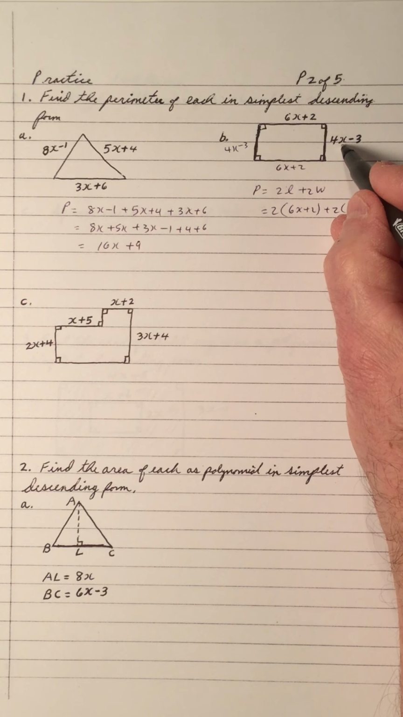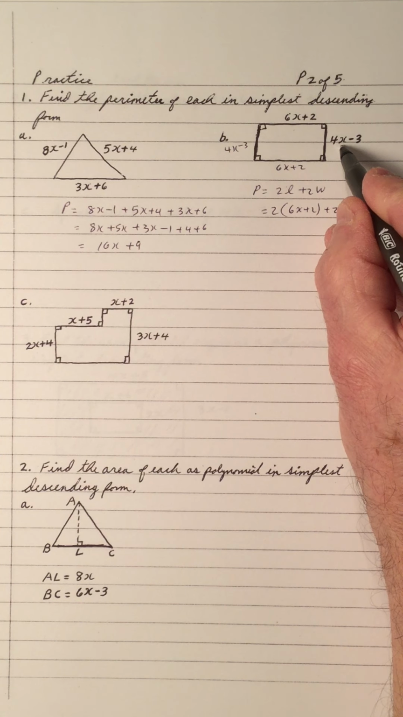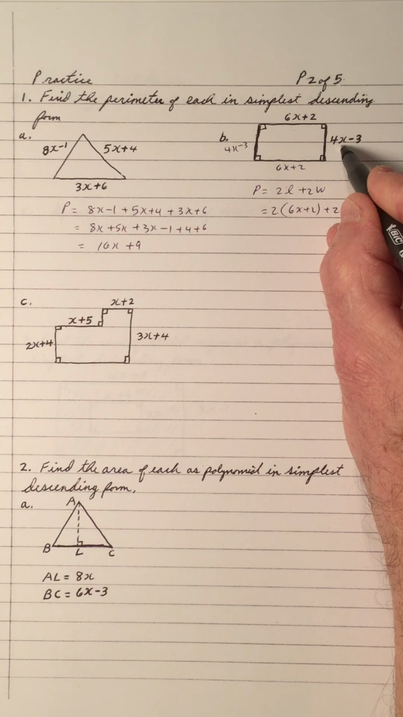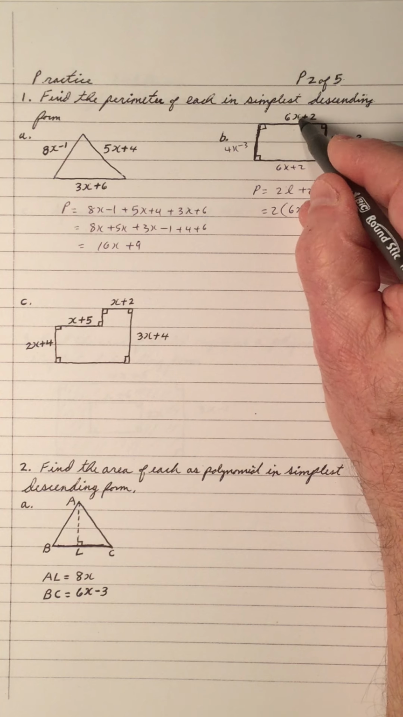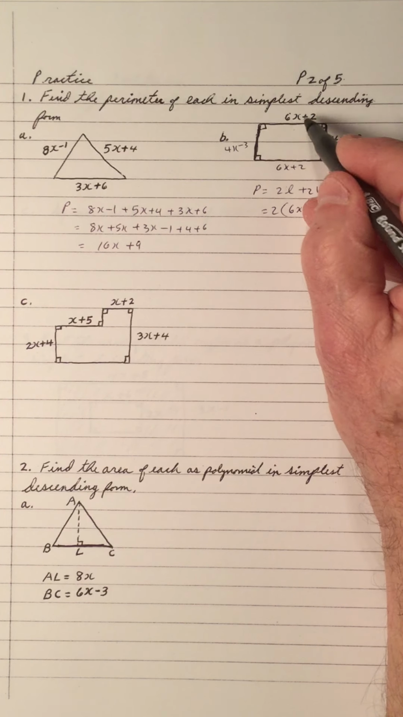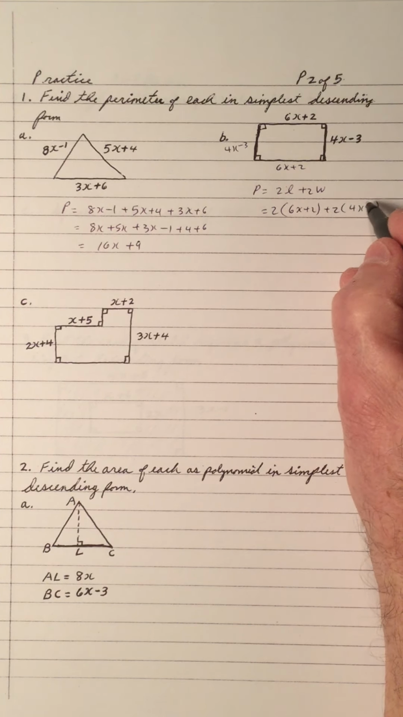But normally if you put a 1 in here, you get 4 times 1 is 4 minus 3, that's a 1. Put a 1 in here and you get an 8, 6 times 1 plus 2. So that's the width and that's the length. But not to worry about that.